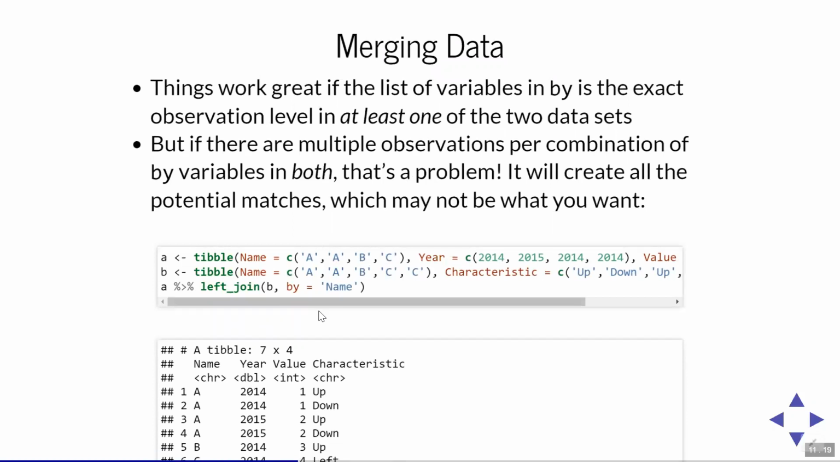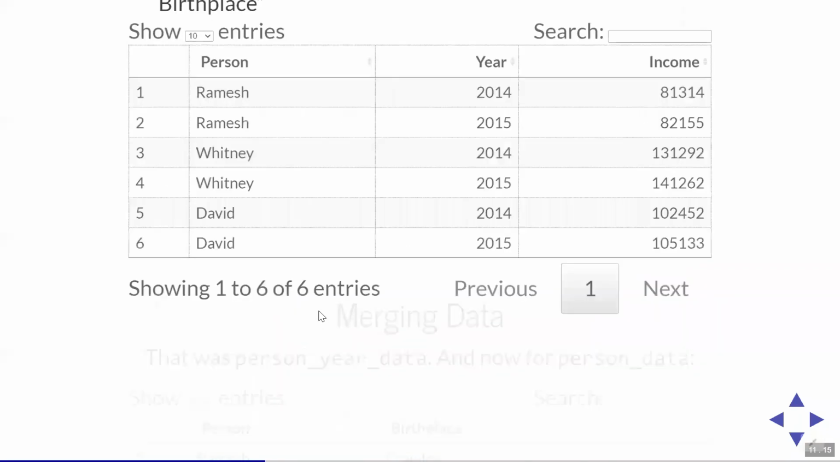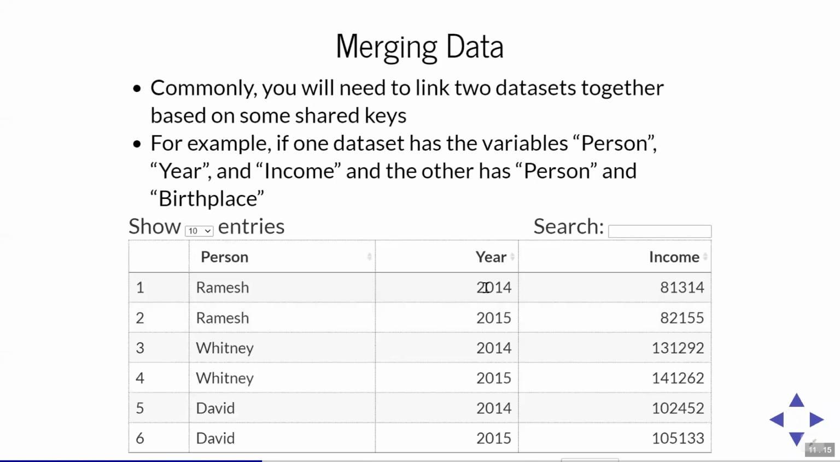Something to point out about merging is that you want to be very sure that you know what your key variables are. Because if you are wrong about that, if there are duplicates of your key variables, then you're going to have some problems. In general, there should be only one row in your data set for each combination of your key variables, right? Let's go back up here. Our key variables are person and year. And so if we had two different rows that had the same value of person and year, we'd have a problem, right? What if we had a second row in here that was Ramesh 2014 and 70,000 in income? That would tell us that Ramesh earned both $81,000 and $70,000 in the same year. That doesn't make any sense, right?